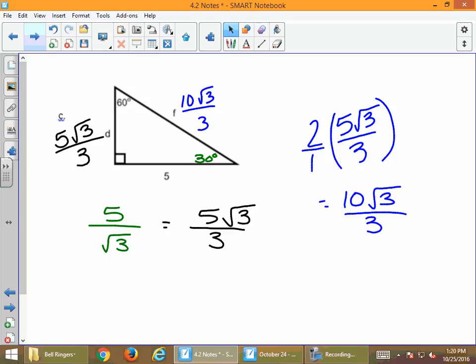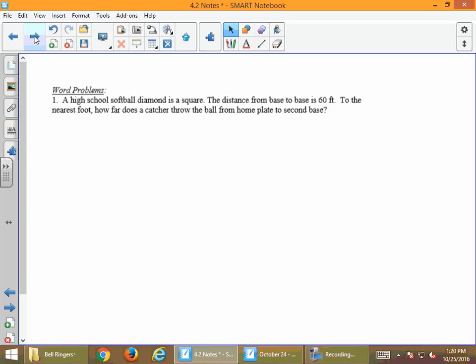All right, let's start applying these concepts to real world applications now. So we have this. Any softball players in here? Softball players? Hey, one person. I know there's other softball players. There we go.